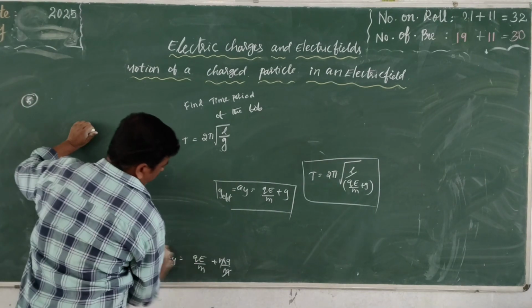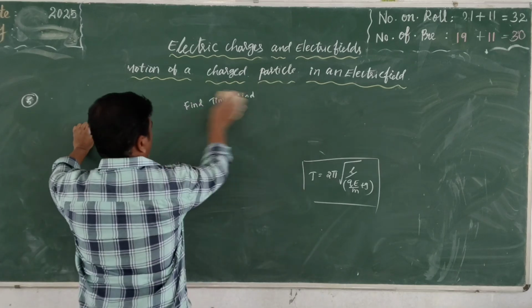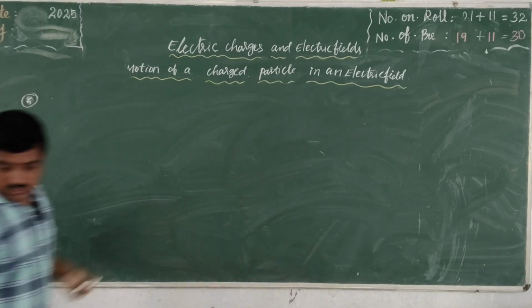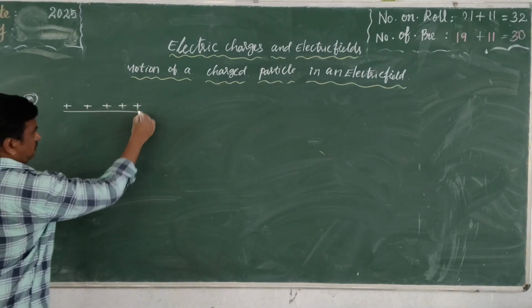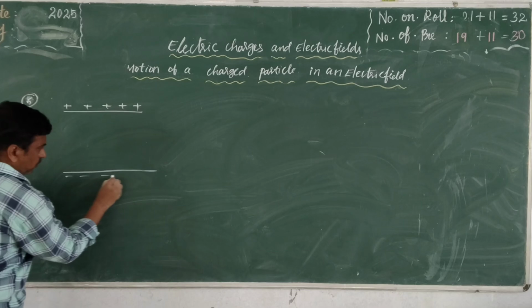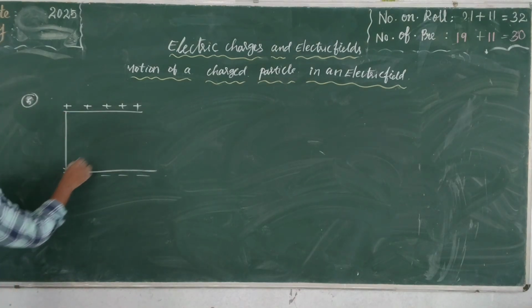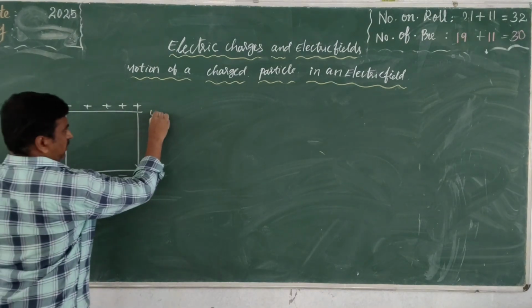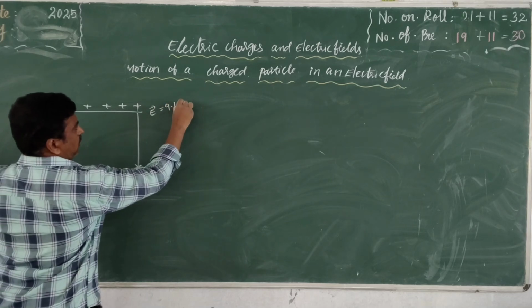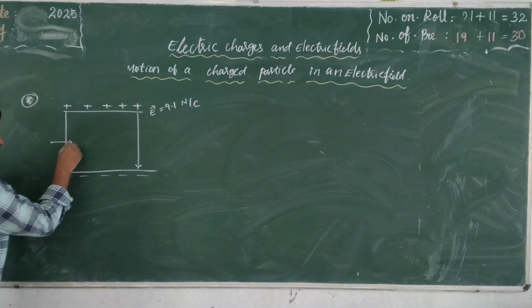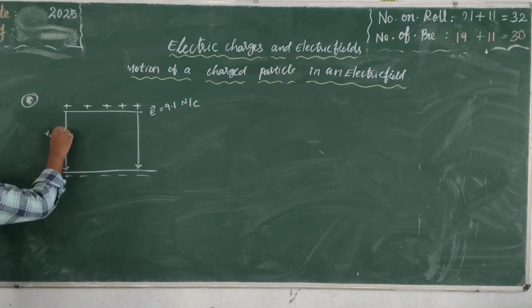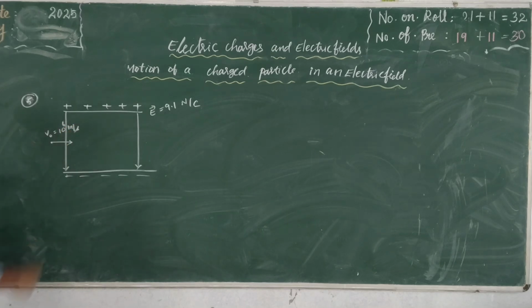A recent JEE question. See, uniform electric field is there. The electric field is from positive to negative. This electric field is 9.1 Newton per Coulomb. Here a charged particle is moving with initial velocity 10 power 6 meter per second. What do we find out here?